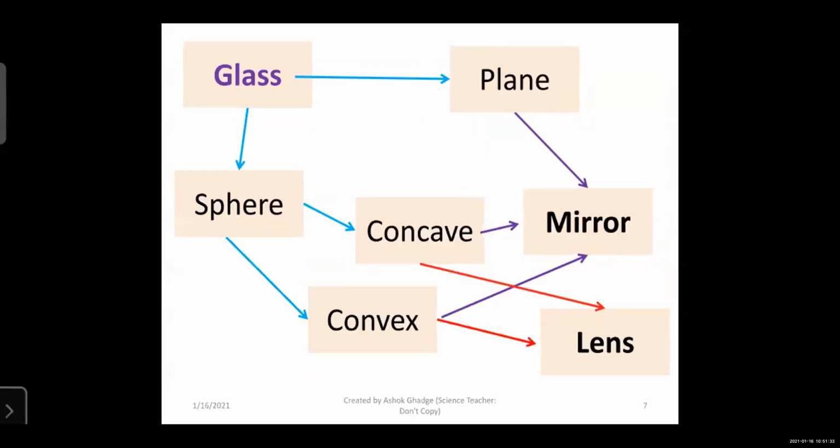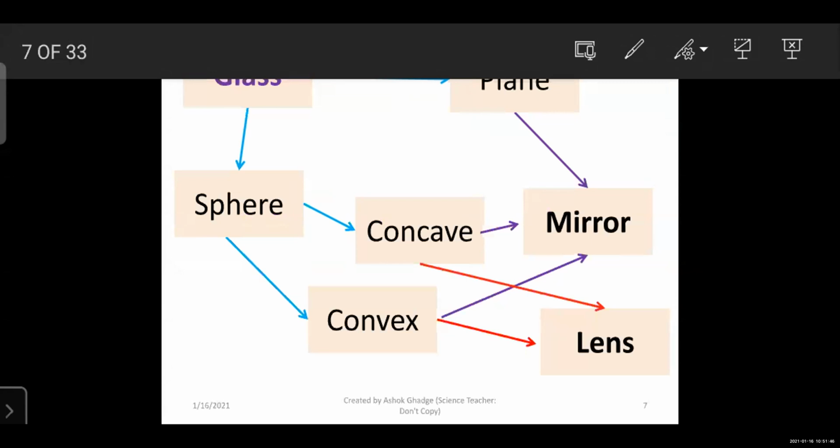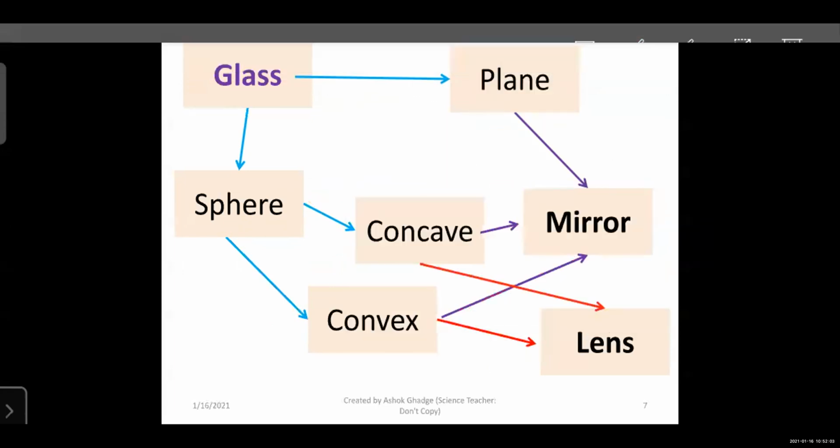So quickly, from glass we will form a plain glass and a sphere of that glass. From plain glass we make a plain mirror, and from spherical glass we can make a concave mirror or a convex mirror, and we can also make a concave lens and a convex lens.